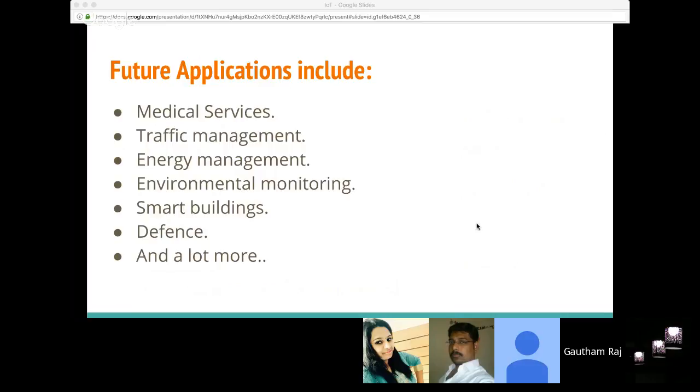And in defense, you can actually do a lot. For example, if you have a missile coming your way, consider you are in Chennai right now, and something bad happens, you can know it a lot of time before, and you can save a lot of lives.